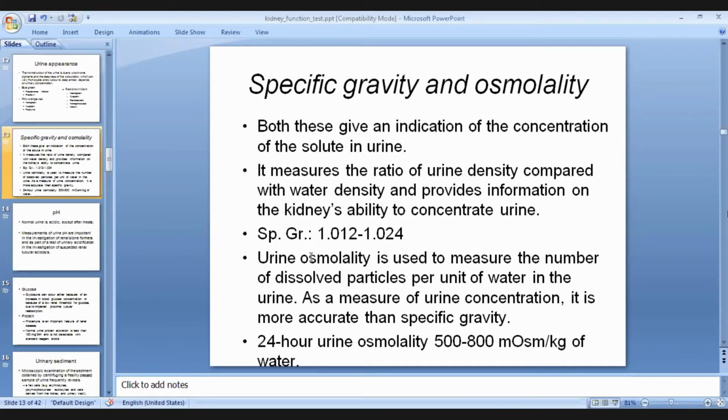Urine osmolality is the measure of the number of dissolved particles per unit water, and for urine concentration, it is more accurate than specific gravity. 24-hour urine osmolality is around 500 to 800 milliosmol per kg of water. So this is about osmolality and specific gravity of urine for urine analysis. As a general test, it gives an idea of the dissolved solutes.